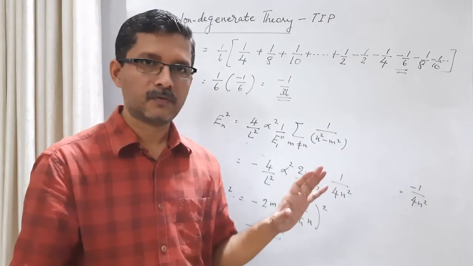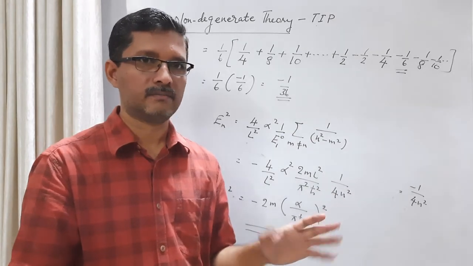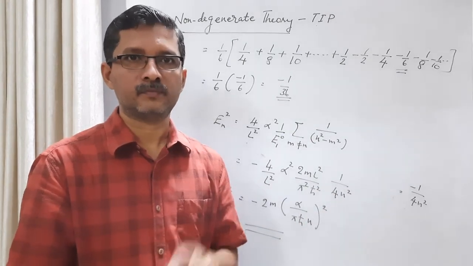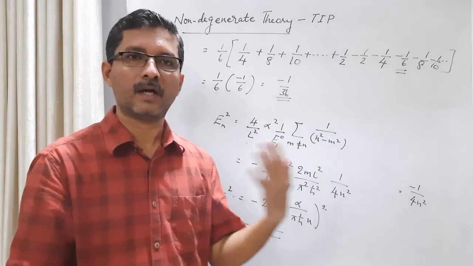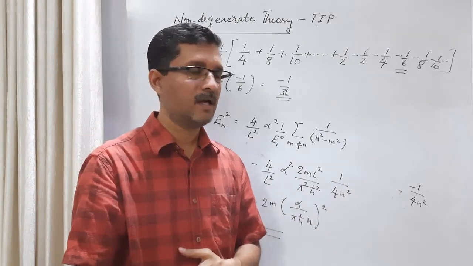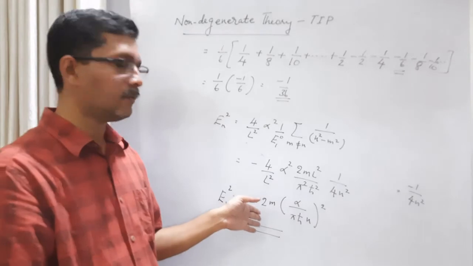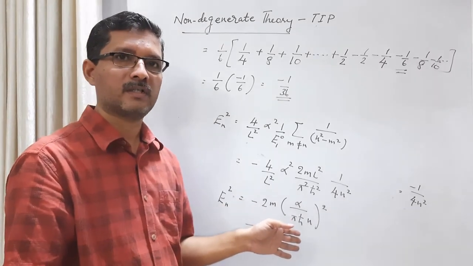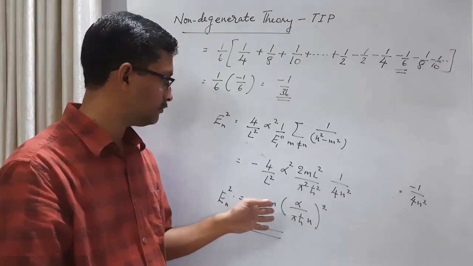Then we calculated the first order correction in wave functions, at least for the ground state. For the n equal to 1 state, we calculated the first order correction in wave functions, and again for the nth state we calculated first order correction in energy values.